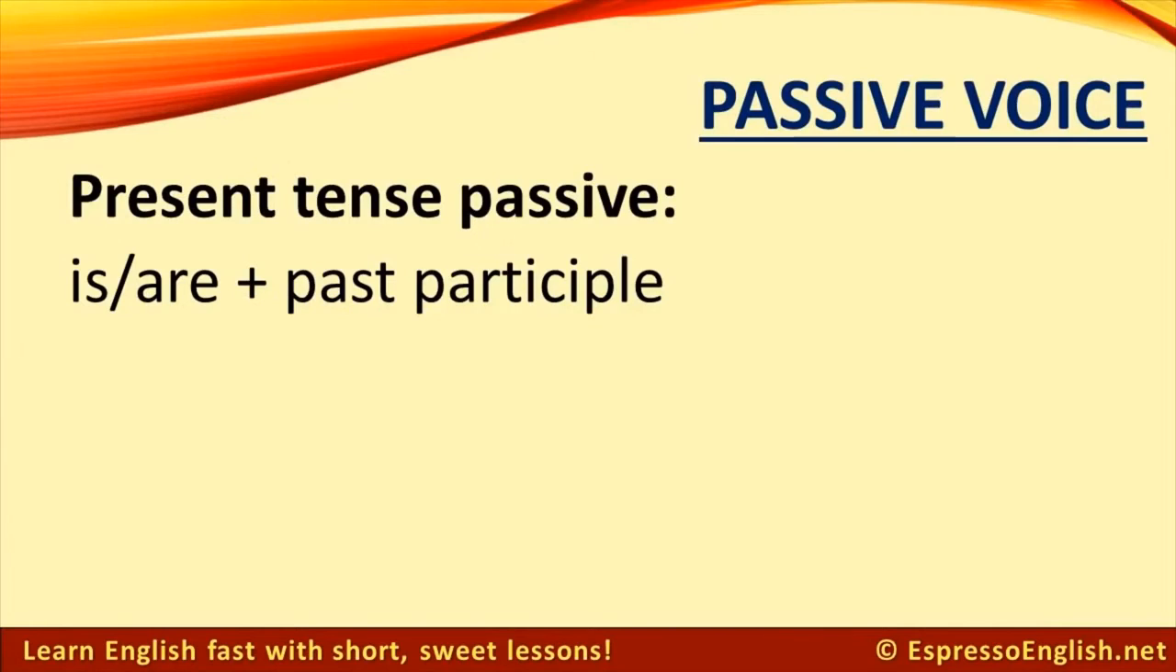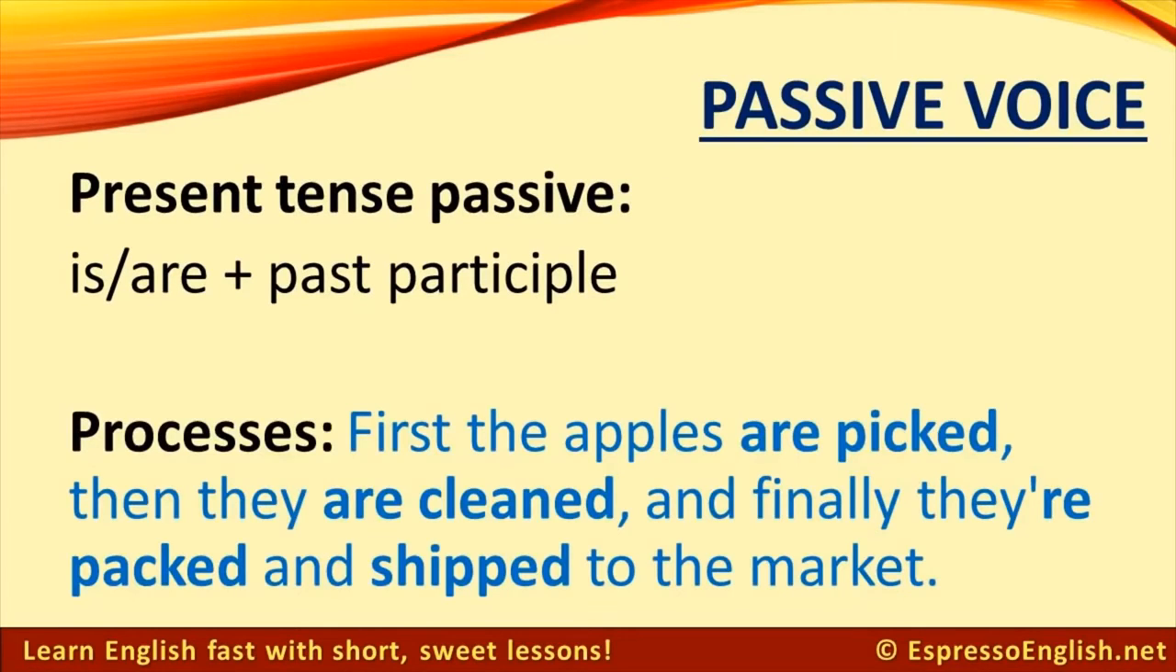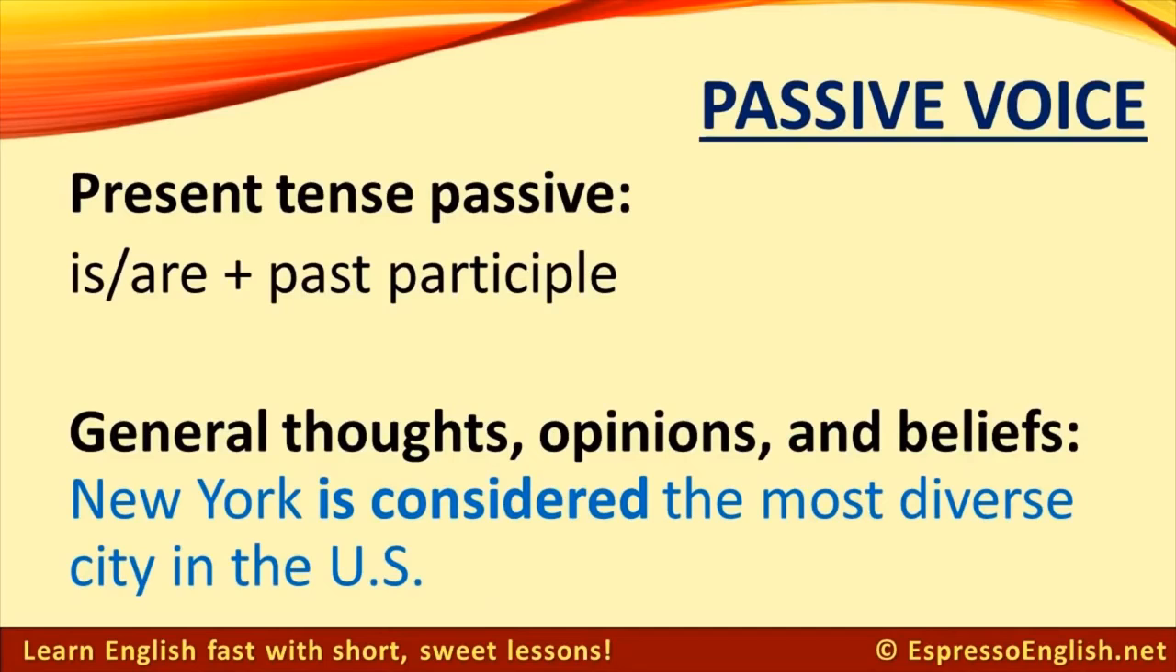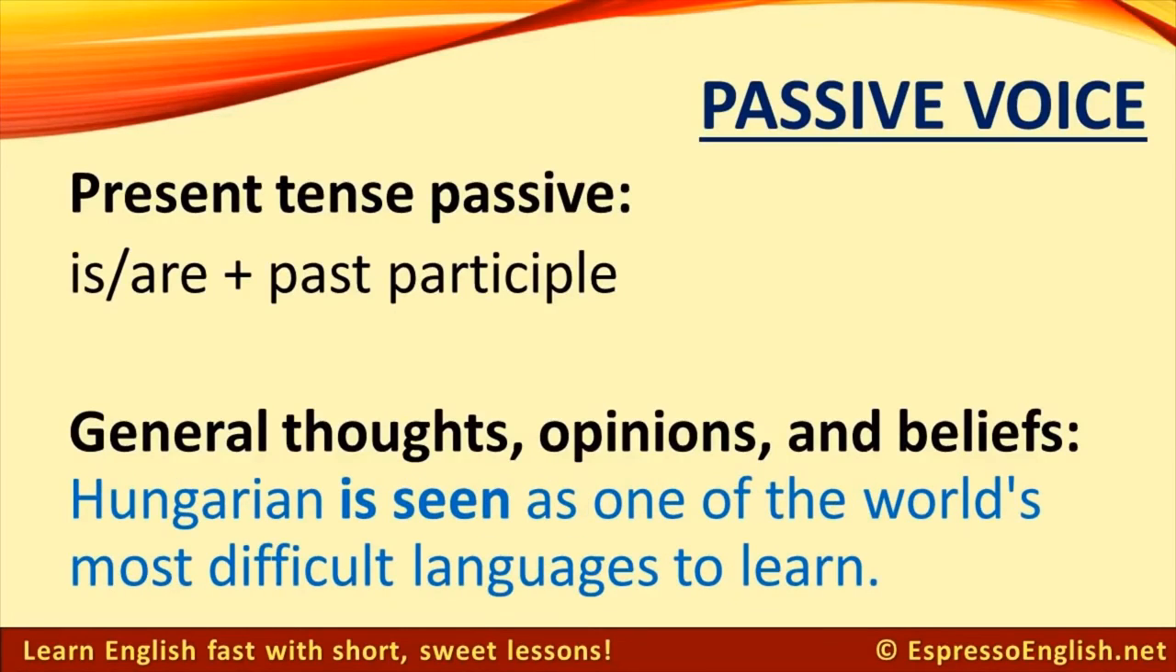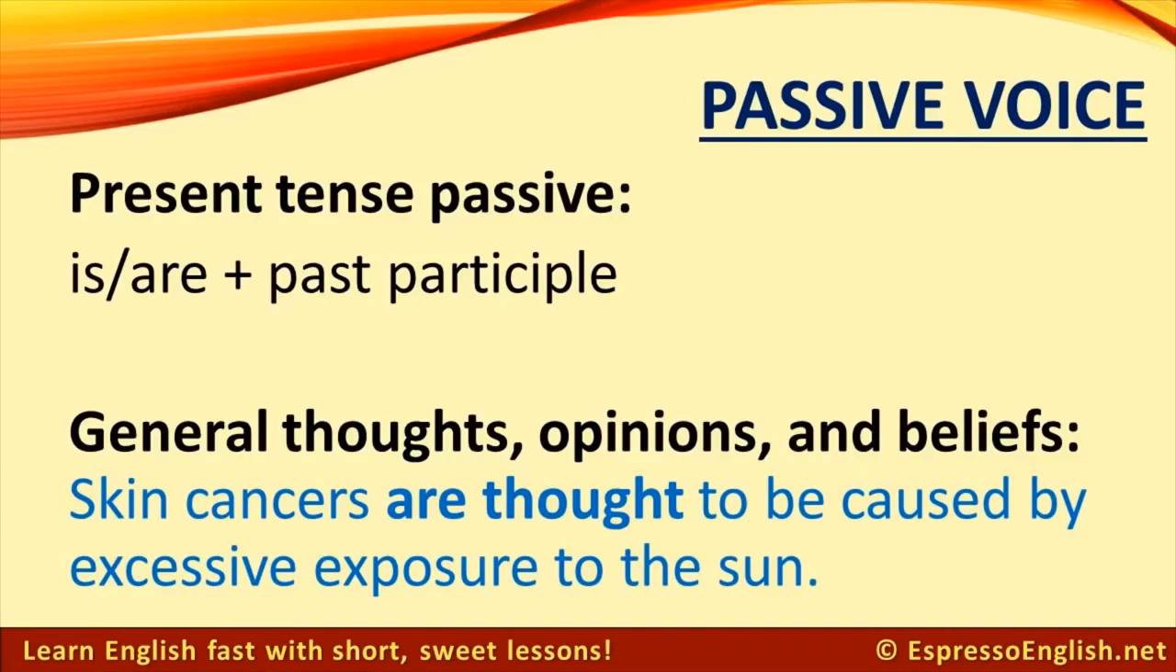In the passive voice in the present tense, use is or are plus the past participle. We often use the present tense passive for processes. For example, first the apples are picked, then they are cleaned, and finally they are packed and shipped to the market. We also use the present tense passive voice for general thoughts, opinions, and beliefs. For example, New York is considered the most diverse city in the U.S. It is believed that Amelia Earhart's plane crashed into the Pacific Ocean. Hungarian is seen as one of the world's most difficult languages to learn. Skin cancers are thought to be caused by excessive exposure to the sun.